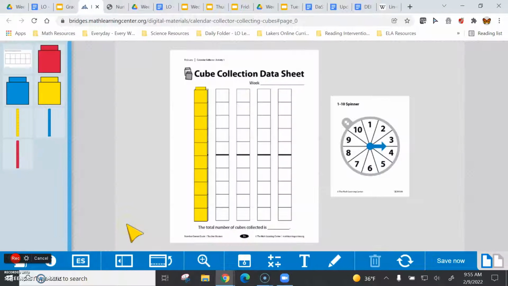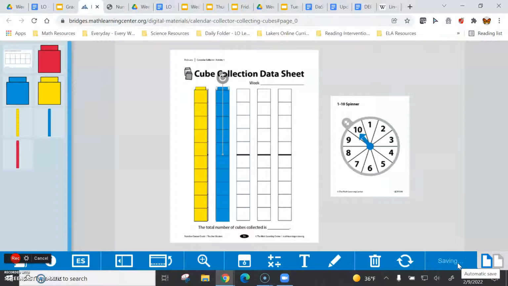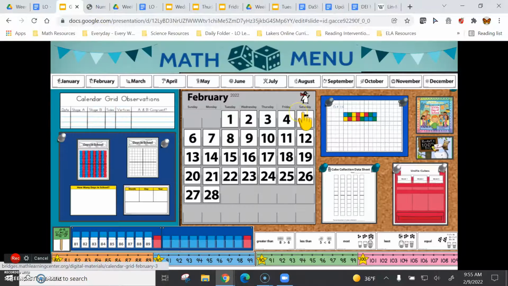We're going to add cubes to our calendar collection of cubes for the day. We're adding 10 more. How cool. Look at this. Just an amazing day. Another group of 10. So now we have 2 groups of 10s. So far we've collected 20 cubes this week. It's the 100th day of school.